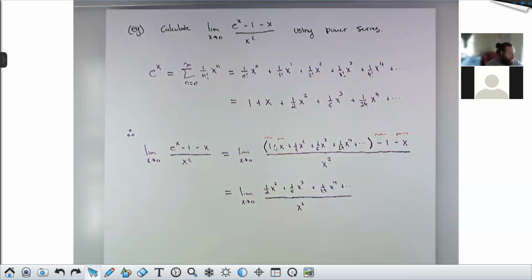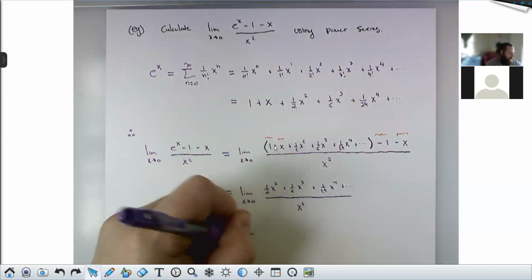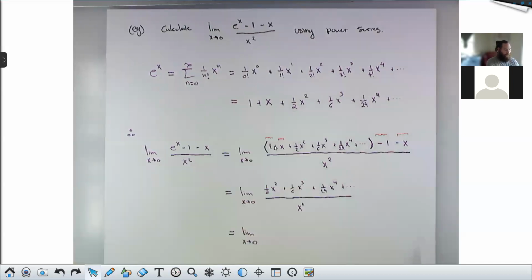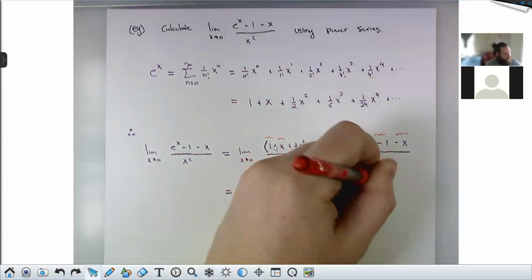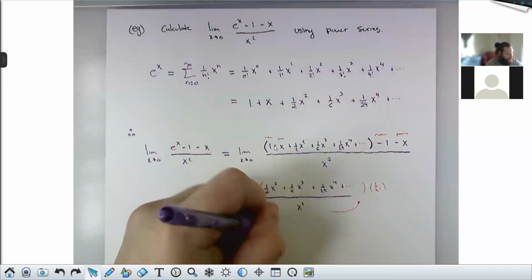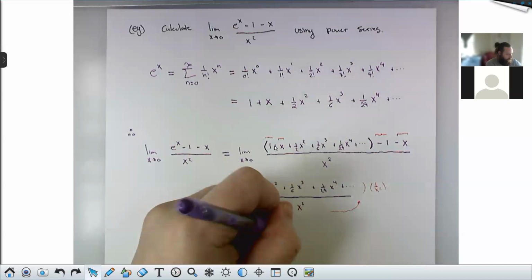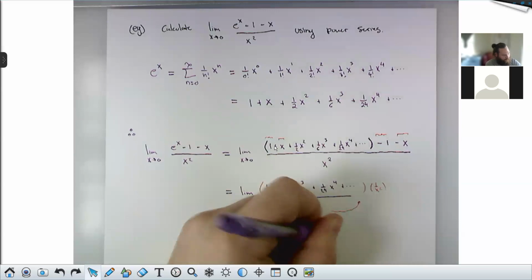So if I divide each of those terms by x squared, you can think of it like I'm going to bring this upstairs as multiplied by 1/x squared. That's the idea. And then distributing that, you get 1/2 plus 1/6 x plus 1/24 x squared.